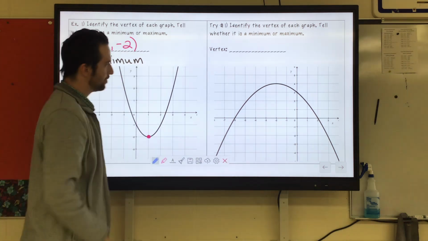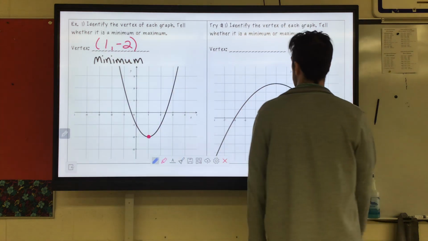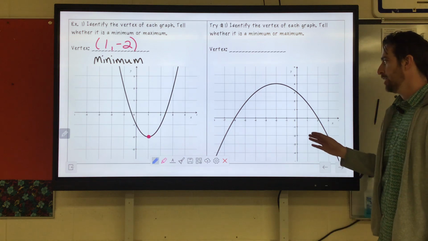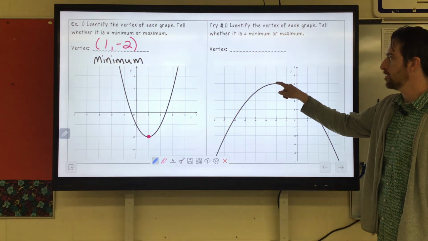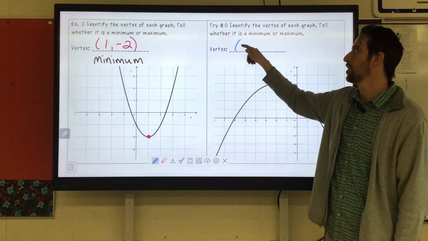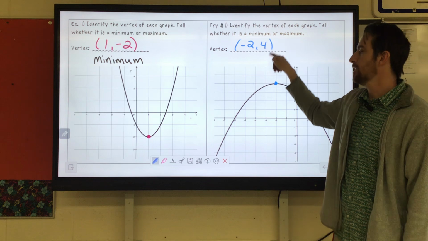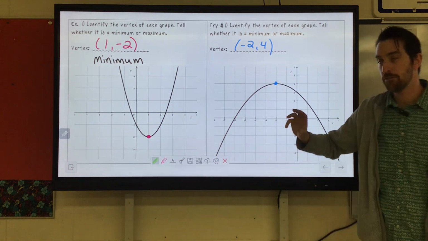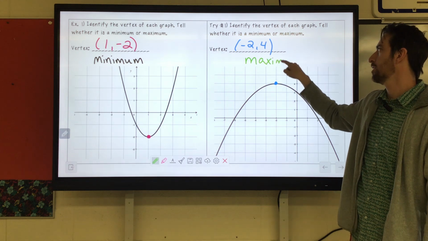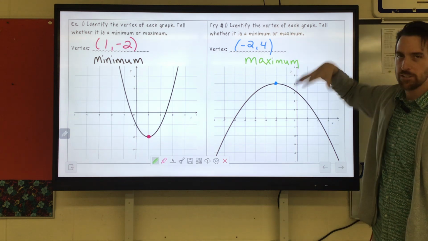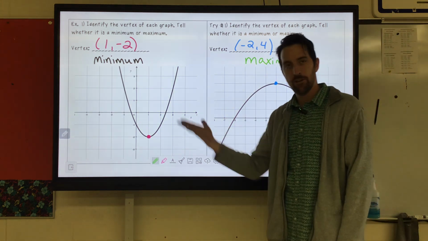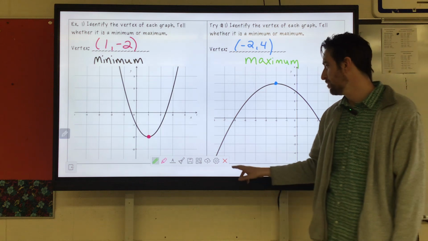Cool. We look over here. Oh, this is for you to try. Identify the vertex, tell whether it's a minimum or maximum. You'll see where it starts changing directions. This highest point here is at negative 2, 4. And that is the absolute highest point of the graph, which means it is a maximum vertex there. And remember, this one opens downward. That means that a, the number in front, would be negative. Here it opens upwards. That means a would be positive.